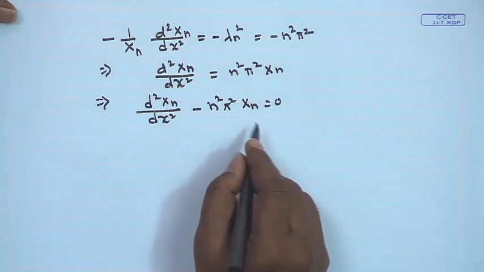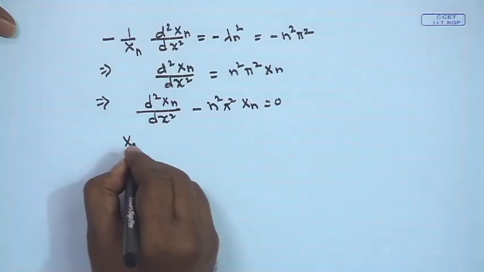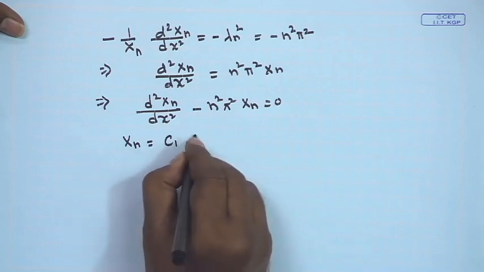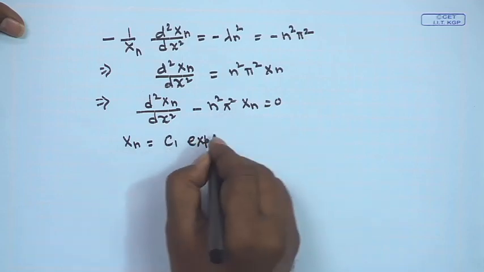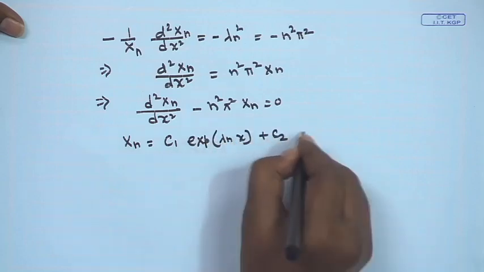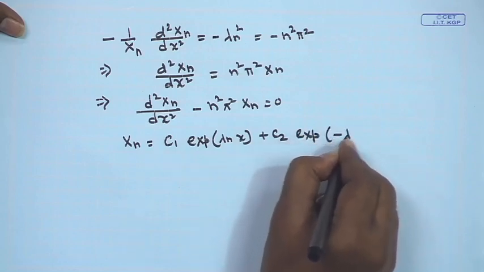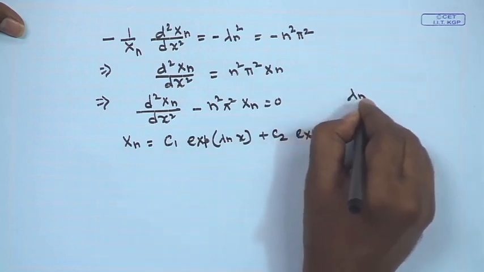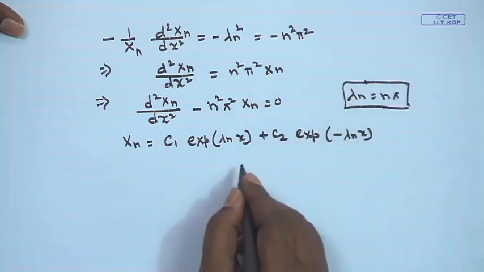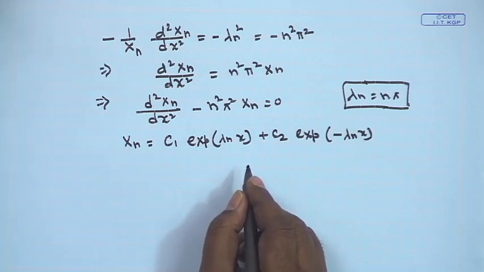So, we know the solution of this. The solution will be consisting of e to the power n pi x and e to the power minus n pi x. So, if we do that, X n will be nothing but C 1 exponential lambda n x plus C 2 exponential minus lambda n x, where lambda n is nothing but n pi. Okay. So, this is the solution of the x varying part.